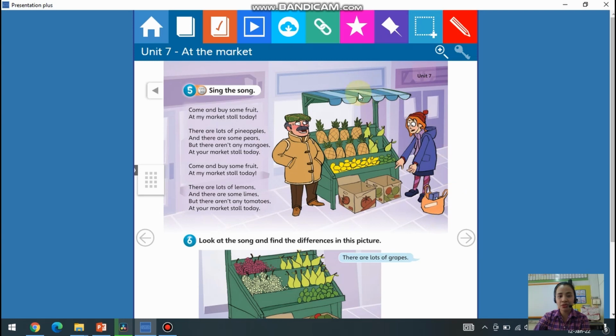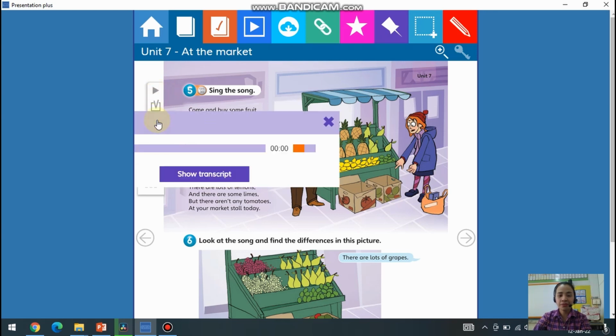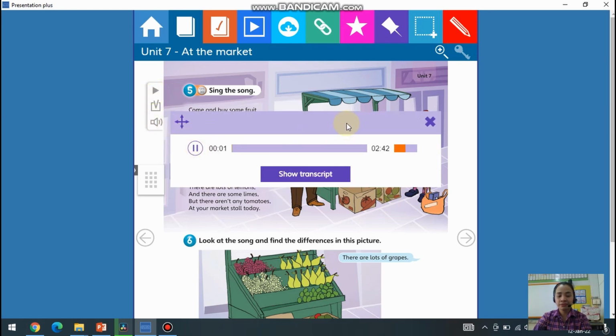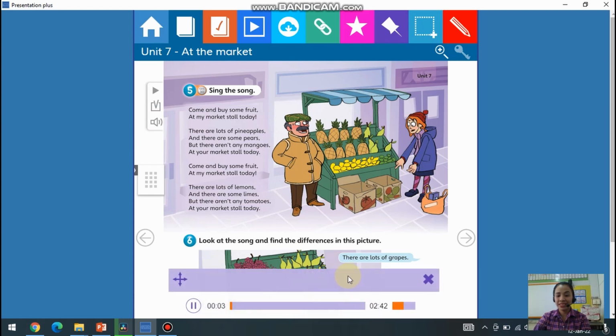So I'm going to let you listen to a song or a chant here. Okay? So you need to listen to the audio. Pupil's Book, Unit 7, page 83, number 5. Sing the song.